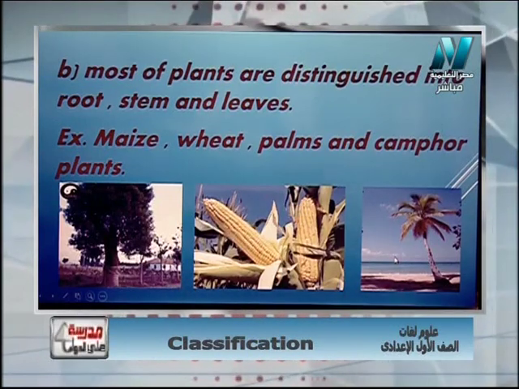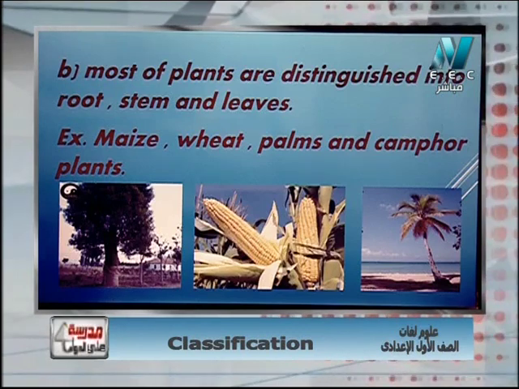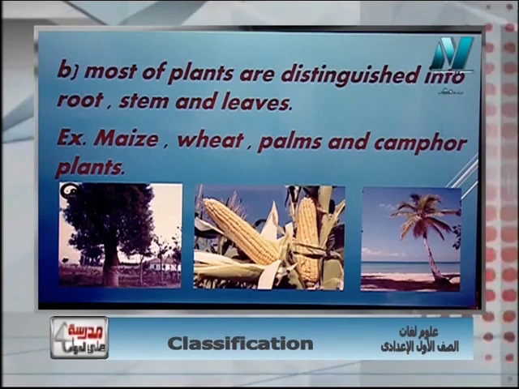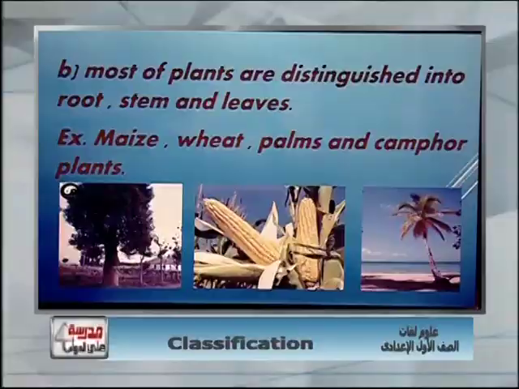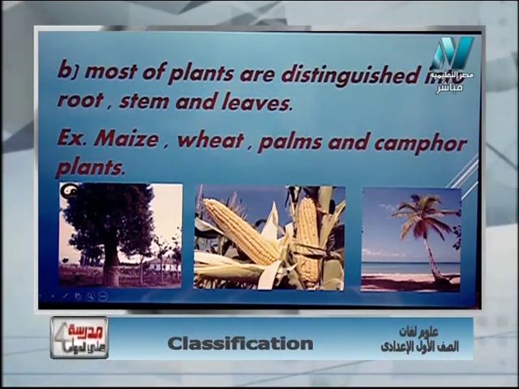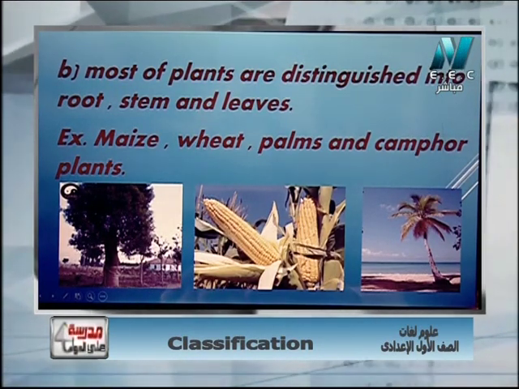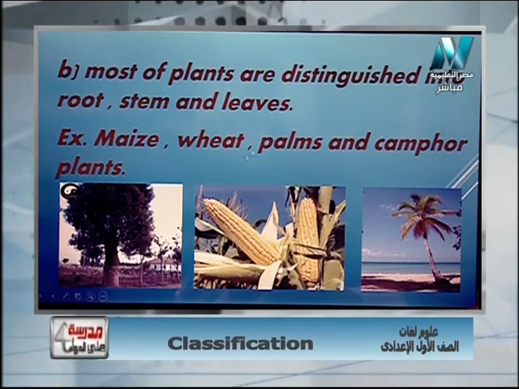B. Most plants are distinguished into root, stem, and leaves. So we have two types of plants according to the external shape. Number one, plants that don't have roots, stem, or leaves, and number two, plants that have roots, stem, and leaves, such as maize. The second picture is for maize. Wheat, palm, and camphor.